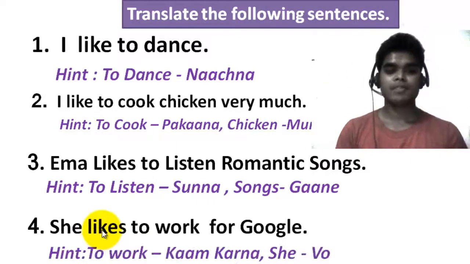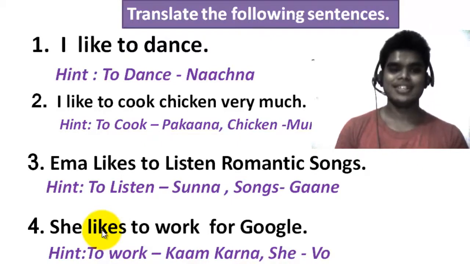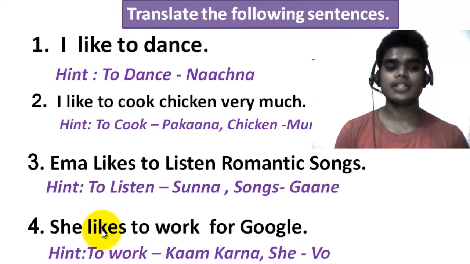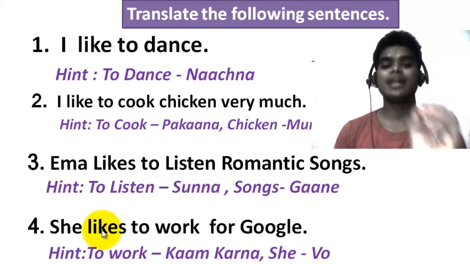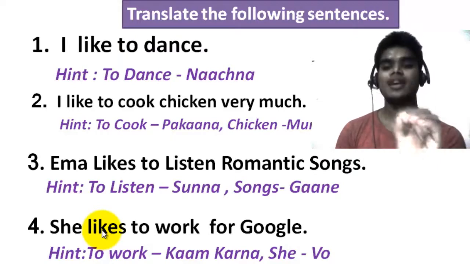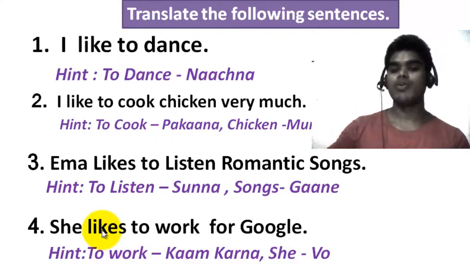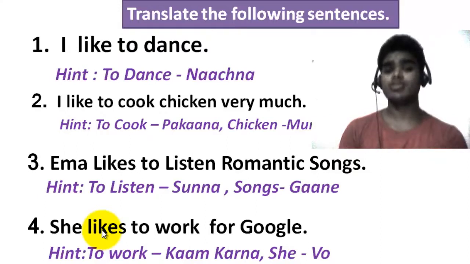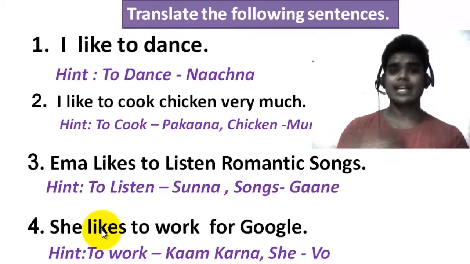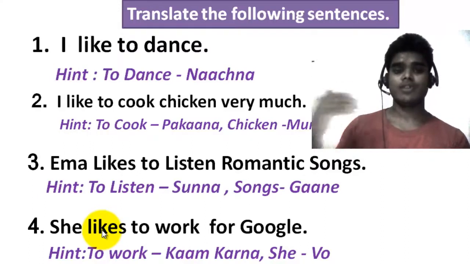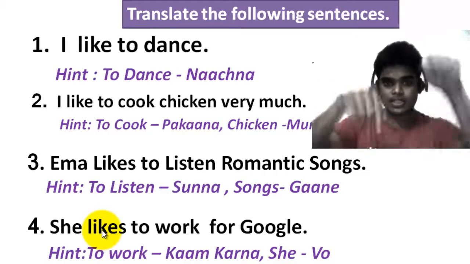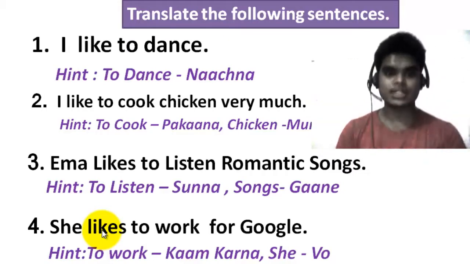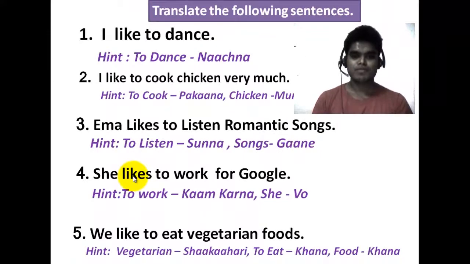Remember it. She likes to work for Google. So to work, we say kaam karna. Kaam karna. She, we say wo. She is called wo, or he is also wo, right? He likes to work for Google. Or you can also write like, I like to work for Google. Anil likes to work for Google. So write those all things in the comment section below. That's your practice point, you know, your notebook, your exercise book, right?